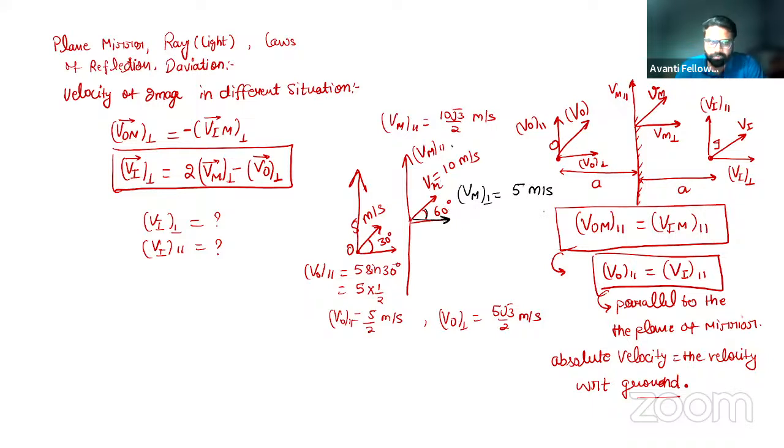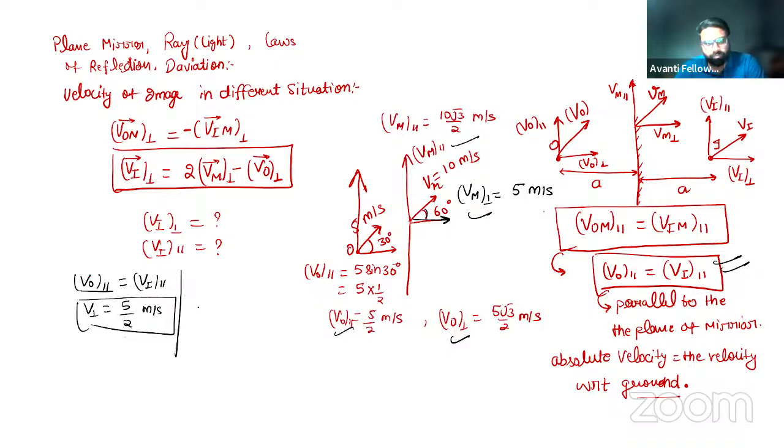अब देखो आपके पास चारों वैल्यू, velocity of mirror parallel, velocity of mirror perpendicular, object perpendicular and object parallel. Velocity of object parallel is independent of mirror velocity. यहाँ से देखा. So velocity of object parallel is equal to object parallel, कितना है? 5 parallel is 5 by 2 meter per second.